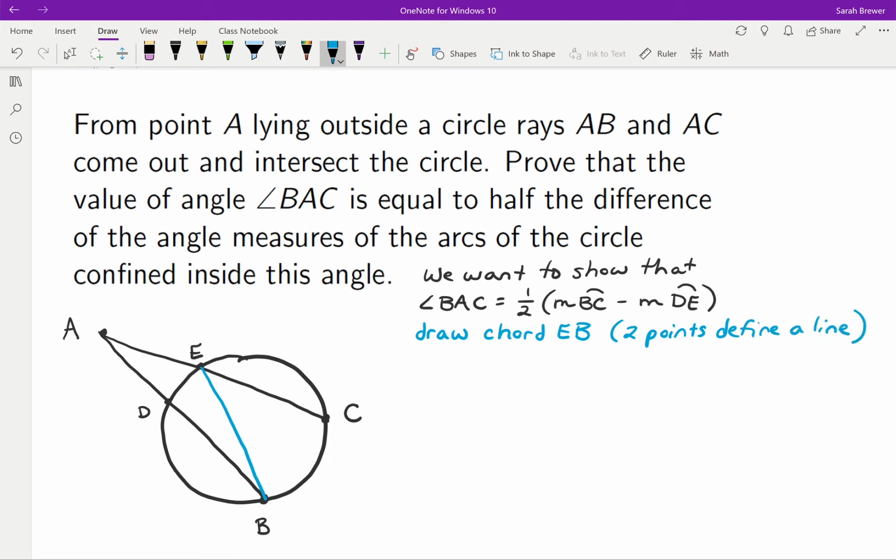And I now know several things here, okay? So let's think about some of the things we know. So it's an inscribed angle. So I know that angle BEC is equal to half the measure of arc BC, because an inscribed angle is half the intercepted arc.